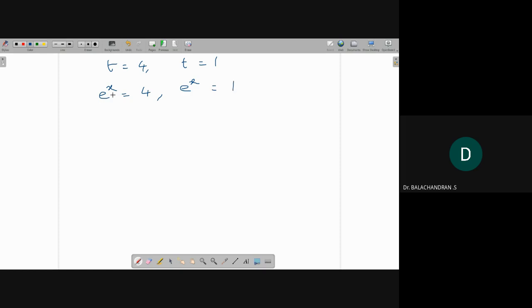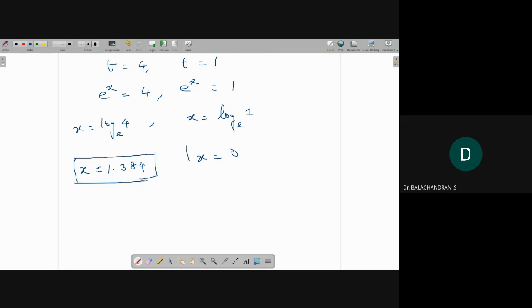I think in the last class, if you take a log, I think you told that log base 10. So you have e power x, so x is equal to log base e 4. Similarly, x is equal to log base e 1. So now from this you can easily know that log base e 1 is 0. What is log base e 4? 1.384. So please verify your results now.